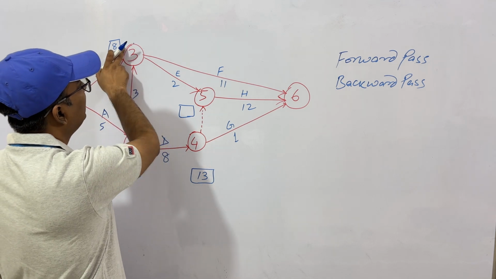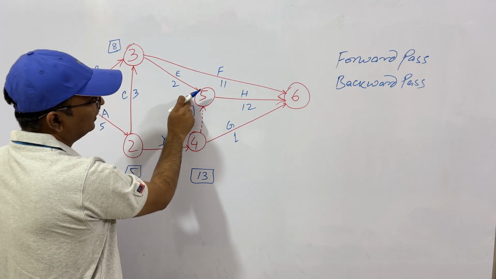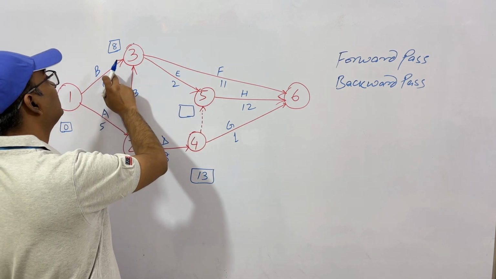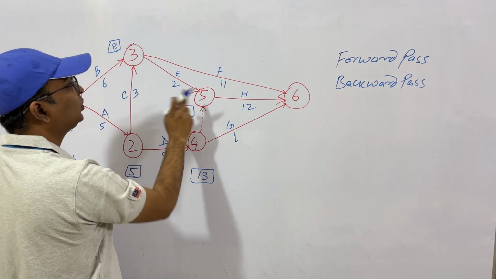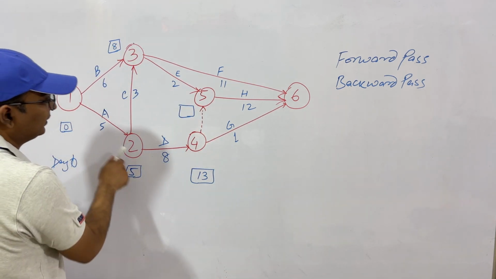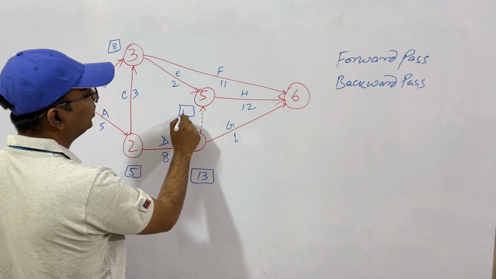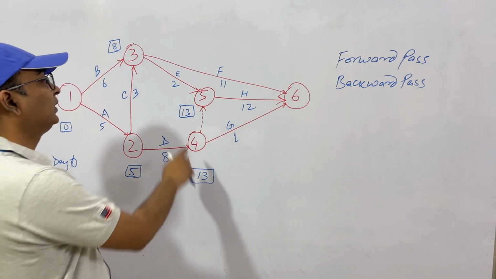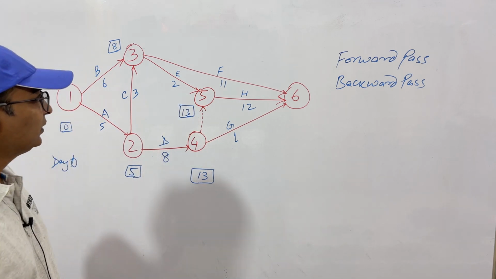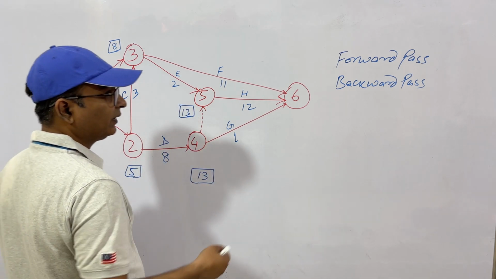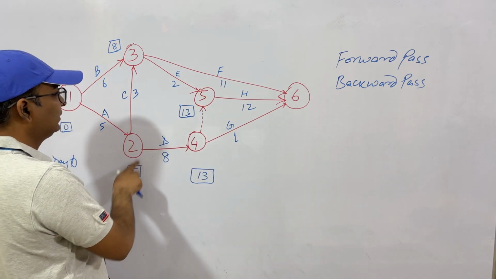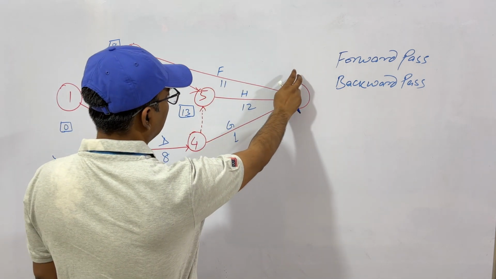So through this path is 13th. Let's see through this. 8 plus 2, 10. That is, if you go by this 1, 3 and 5, you'll take 8 plus 2, 10 days. But this is 5 plus 8, 13. And you know the maximum value is to be taken. So this becomes now 13. Okay. I'll define critical and non-critical. First of all, let's understand what forward pass is. Clear?